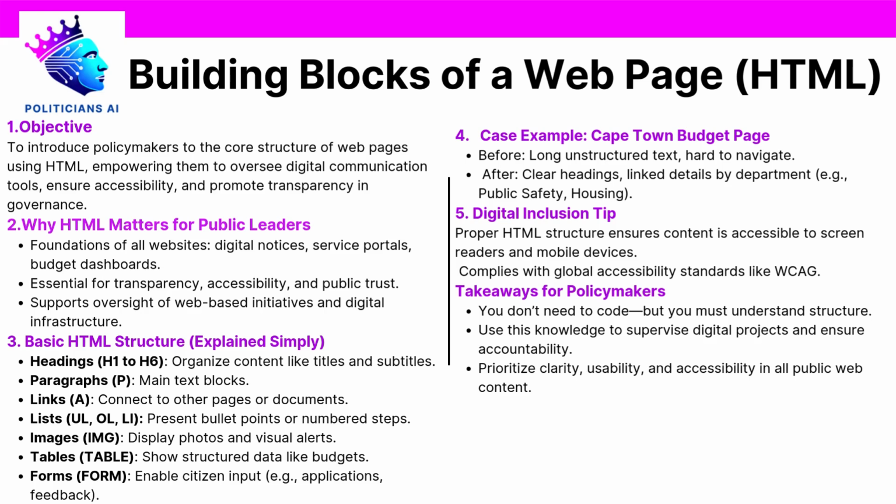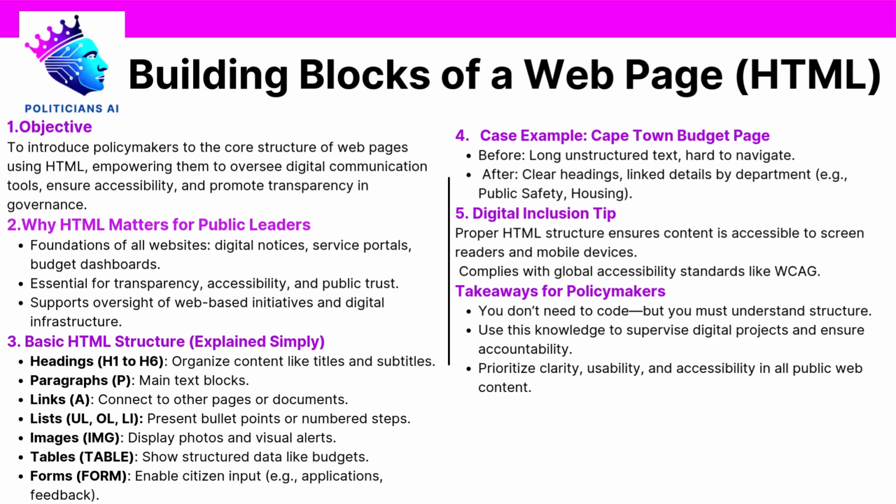Part 3. Key elements of HTML. Now let's talk about the most commonly used elements of HTML that are important for your work as a policymaker. First, we have headings. These are used to separate content into sections, just like newspaper headlines. The largest heading is called Heading 1. Smaller ones are called Heading 2, Heading 3, and so on. This helps readers and computers understand the structure of the page.